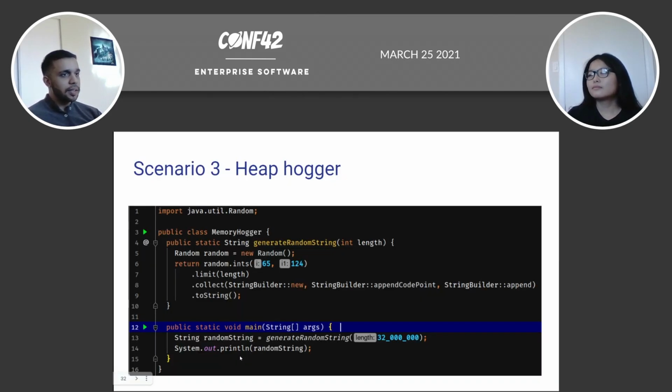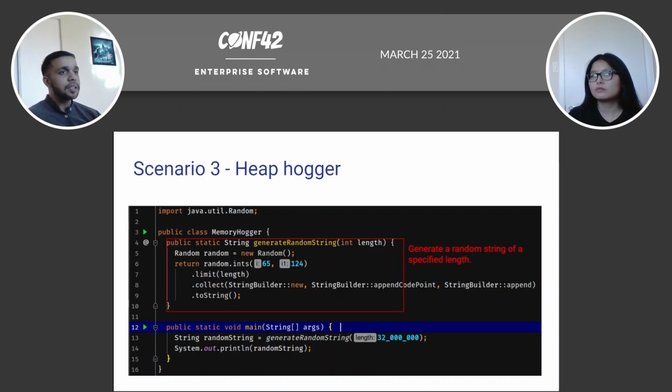Please take a look at this snippet of code. Try to pause and see if you can find out what's wrong or what is causing the issue in this piece of code. There are 2 key aspects over here. One is we have a method that generates a random string of a specified length, followed by a main method which calls it and generates a random string of 32 million characters in count.